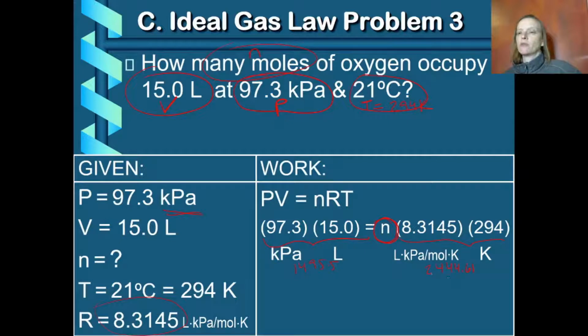2,444.61-ish. So if I divide both sides by the 2,444, then you get as your final answer 0.597028, although we need to round to 3 sig figs because my weakest measurements here have 3 significant figures. So I get 0.597 moles of oxygen gas.